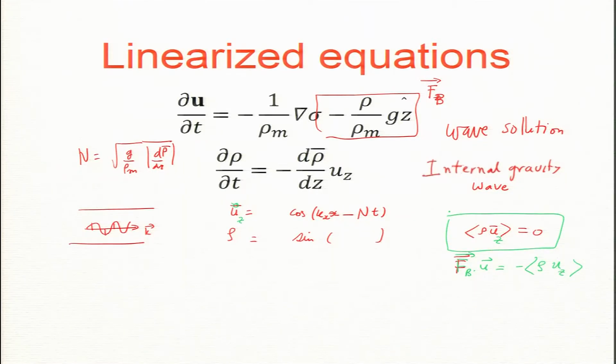Okay. Now, what will happen if I put nonlinearity? Will the sign of this change? And what should it be? Should it be positive or should it be negative? Now, is my question clear? This is 0 for the linear solution, but if I put nonlinearity, can you argue what should be the sign of rho u z?